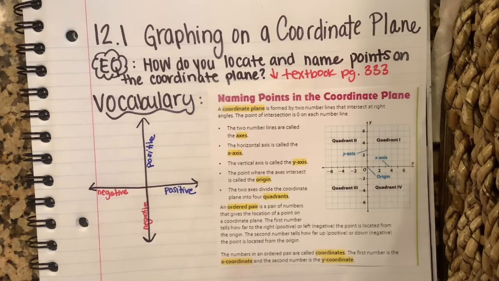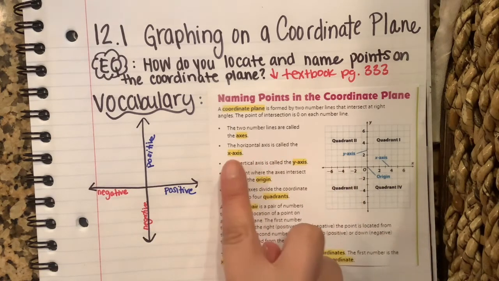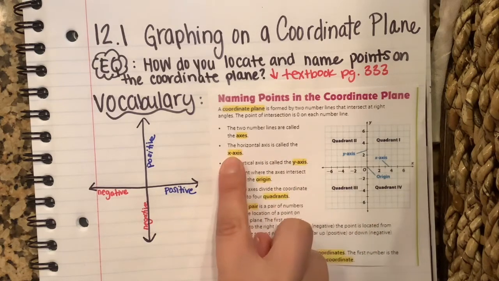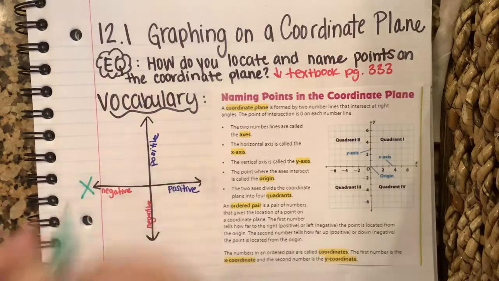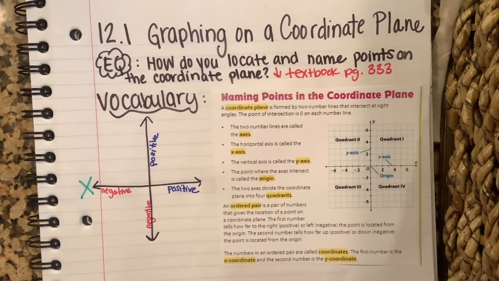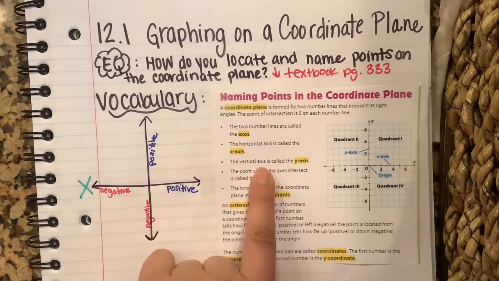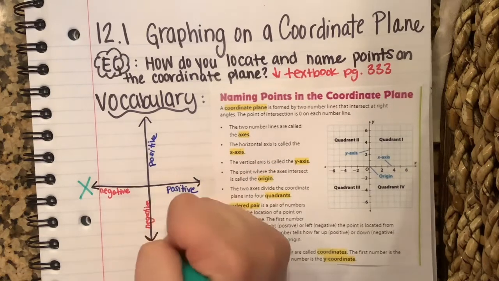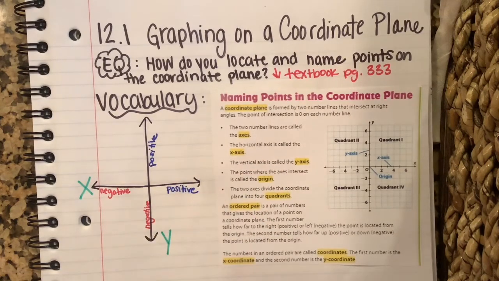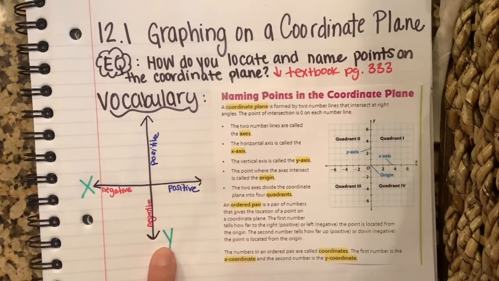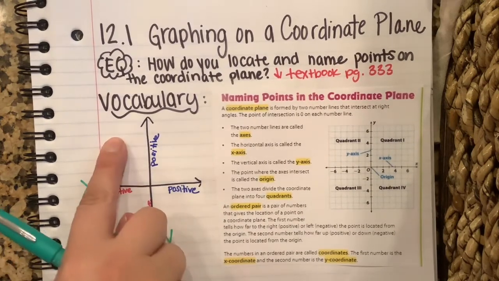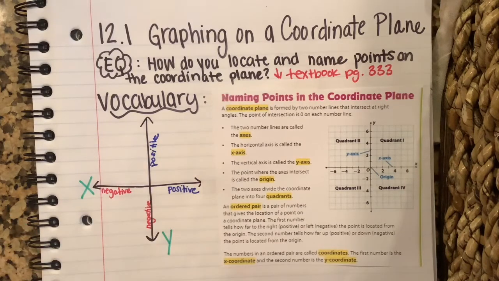Something to remember as well is that we have two axes. We've got the horizontal axis, which is called the x-axis. So that is this one. And then we have the y-axis. The y-axis is the vertical axis. So I'm going to go ahead and label this one y-axis. So I've got x, and it has a negative and positive side, and y, and it also has a negative and positive side.